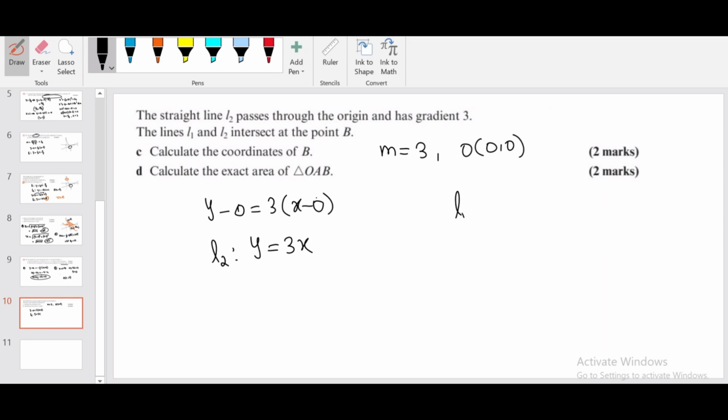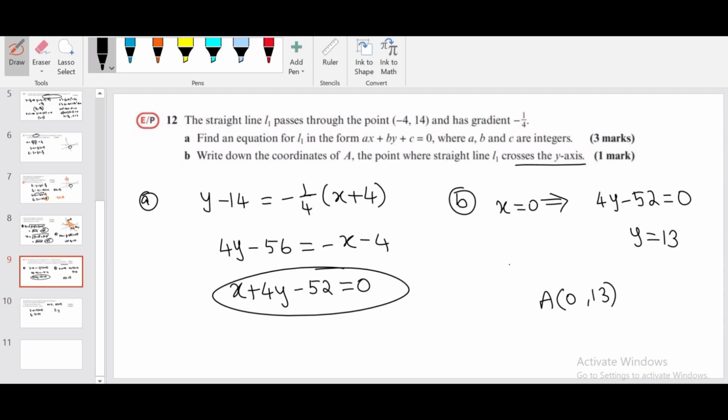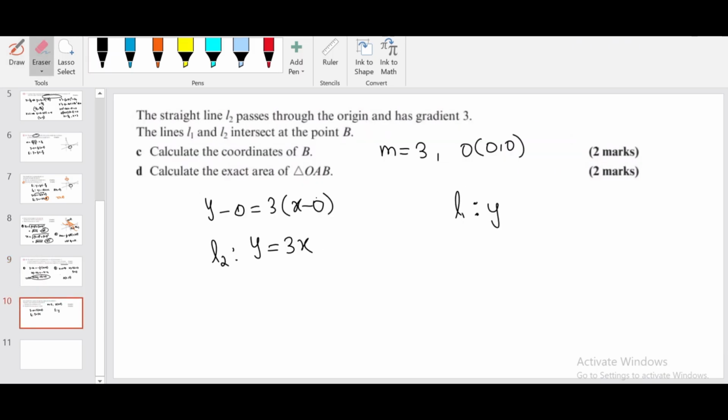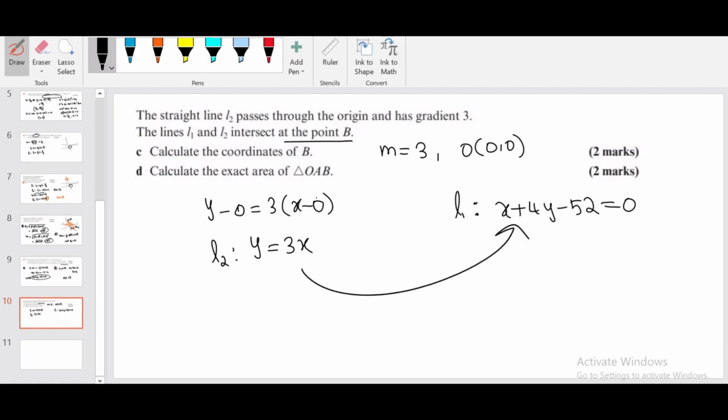We already got the equation of L1 from part A. We take this equation, x plus 4y minus 52 is equal to 0. These two lines intersect at point B. Find the coordinates of B. So you need to find the point of intersection by solving these two. I'm going to sub in y is equal to 3x in here. So x plus 4 times 3x, which is 12x, is equal to 52.